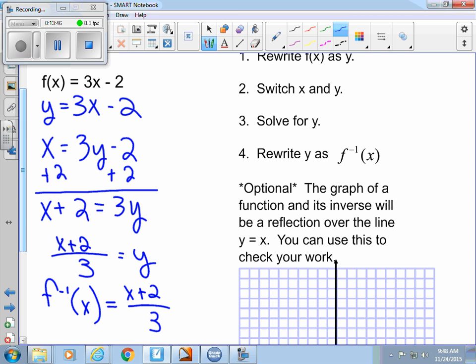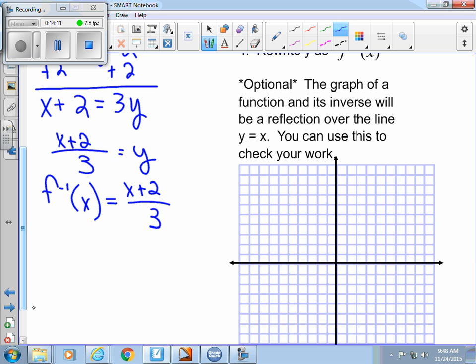Would you agree that these functions seem to undo each other? They're the ones from the bell ringer where we did the composition of functions and just got x because everything seemed to cancel. The graph of the function and its inverse will be a reflection over the line y equals x. You can use this to check your work. You can graph them both, and I'm going to do that on this one. F inverse is x plus 2 divided by 3, or if you wanted to rewrite that as a line, it's 1/3 x plus 2/3.